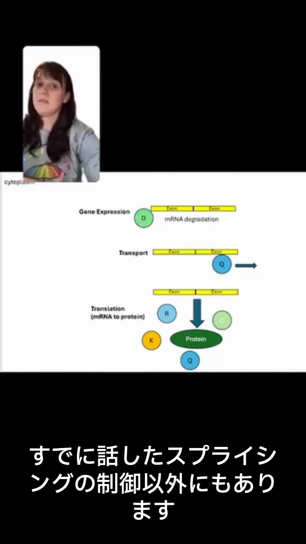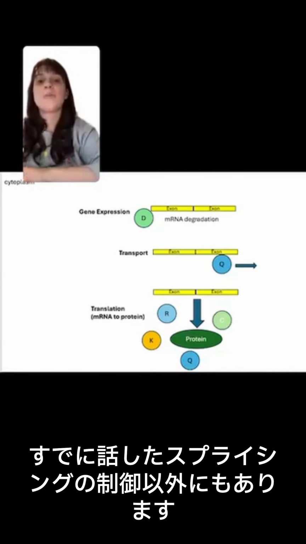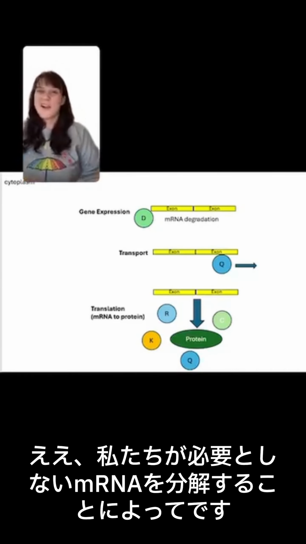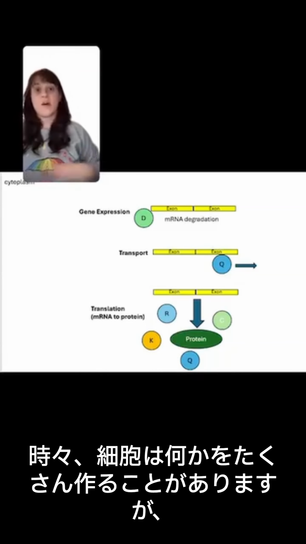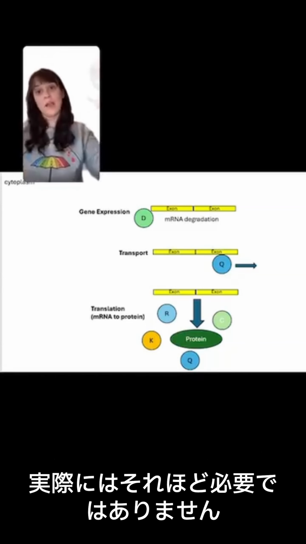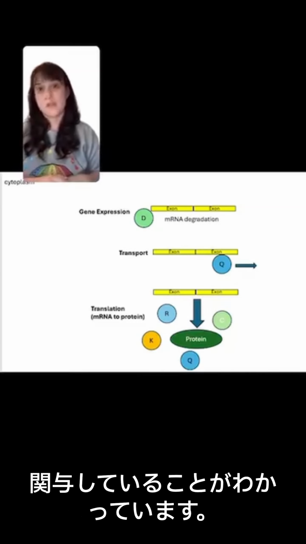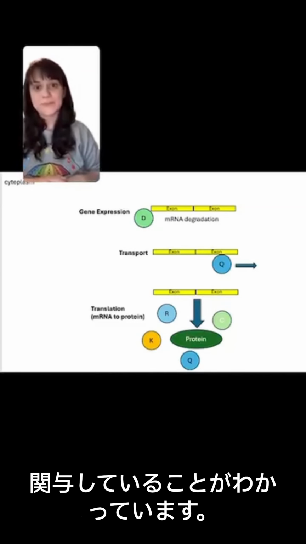other than controlling that splicing that we already talked about, is by degrading mRNAs that we don't need. So sometimes a cell might make a lot of something and we don't actually need that much. And so we know things like HNRNPD are involved in that kind of a signal.